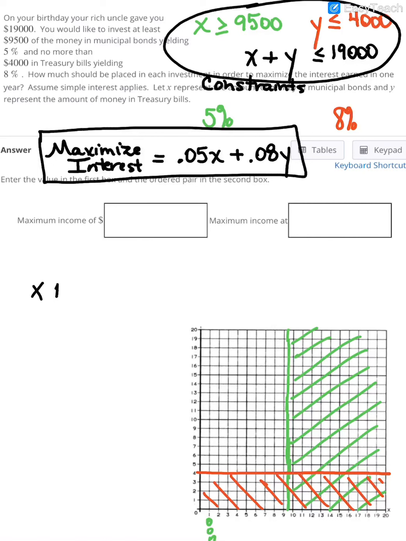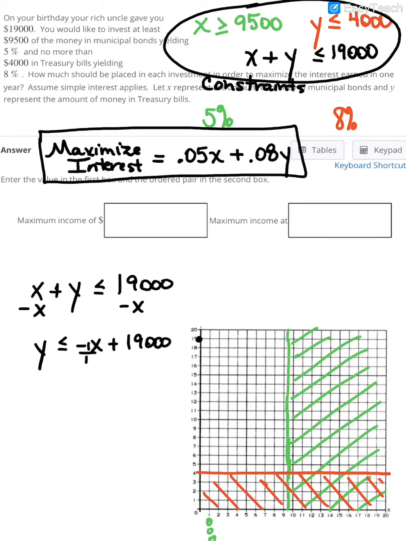And since that third constraint is an actual diagonal line, to make it easier to graph it, I'm going to get the Y by itself. So I'll subtract X on both sides. So that leaves me with Y is less than or equal to negative X plus 19,000. Okay, so when I go to graph this, my Y-intercept is at 19,000. So that's on the Y-axis. My slope I'm going to think of as negative 1 over positive 1. So that means I'm moving down 1 and to the right 1 to find other points that are on that line.